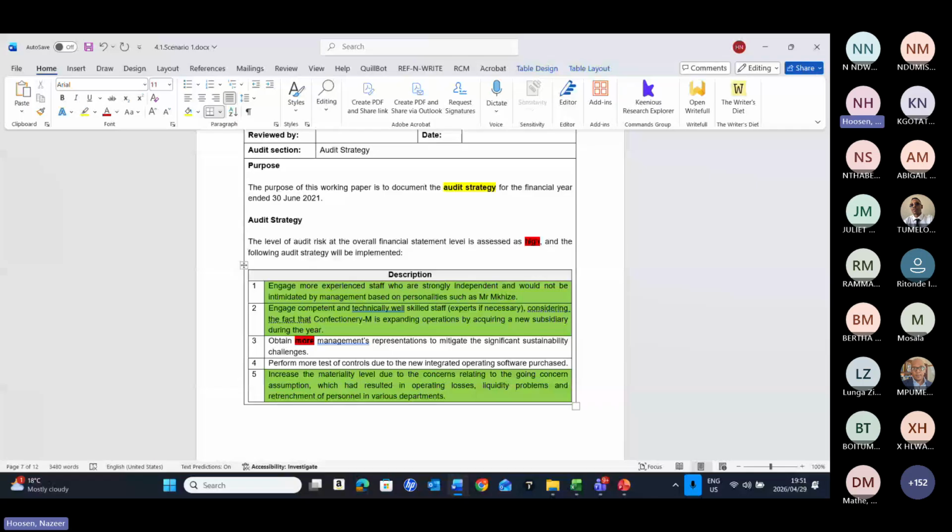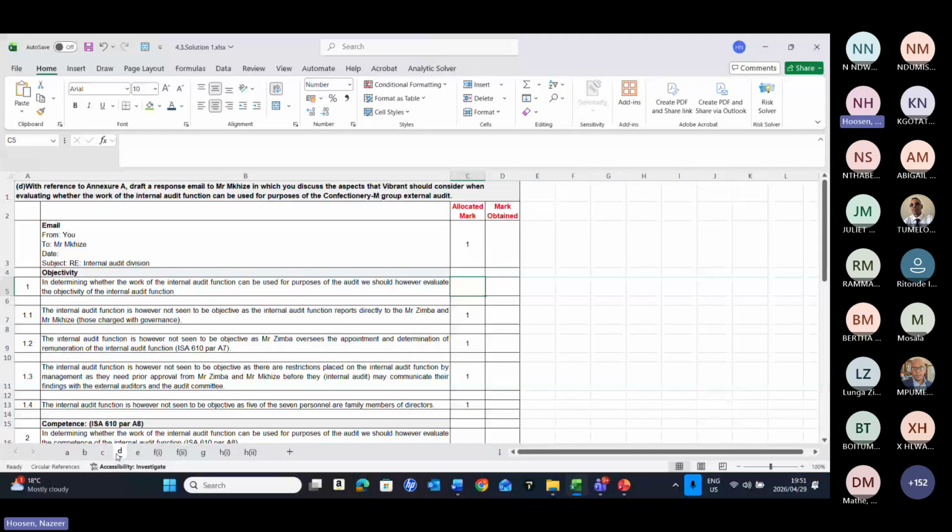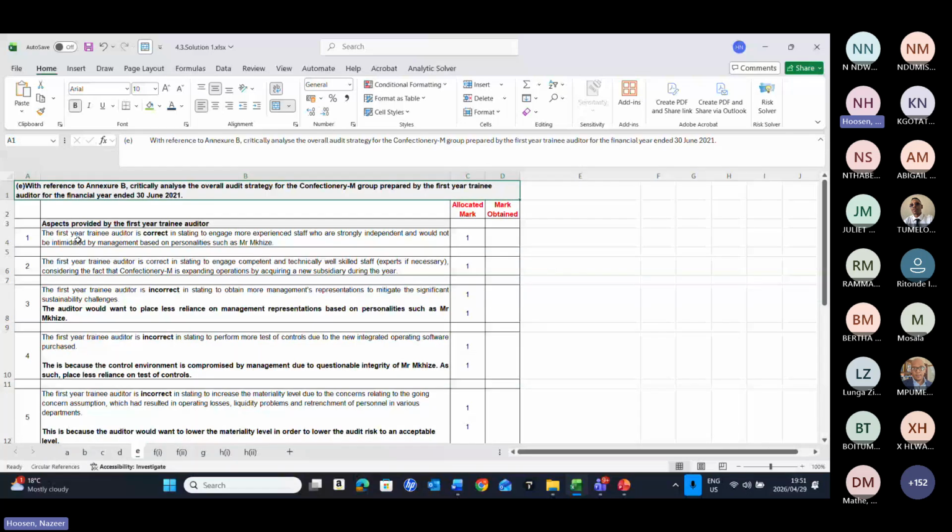So let's get straight to it. With reference to Annex 2B, critically analyze the overall audit strategy for the confectionery M Group prepared by the first-year trainee auditor for the financial year ended 30th of June 2021. Aspects provided by the first-year trainee auditor that are correct: the positives and the negatives.